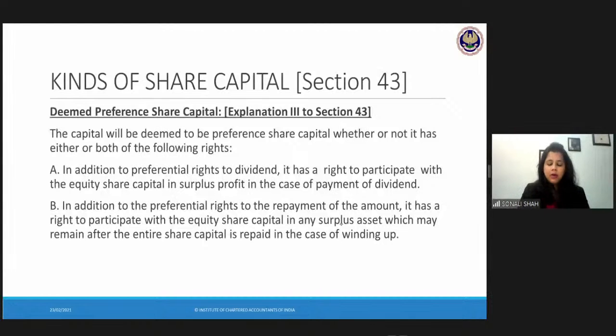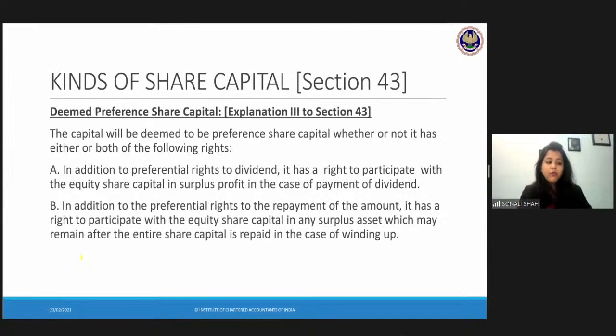Now, there is an explanation to section 43, which talks about deemed preference share capital. Whenever the word deemed comes, you need to understand, well, if I say this is a highlighter, but this will be considered as a pen. So there will be certain situations where this highlighter would be considered as a pen. This is what is meant by deemed. So when we look at deemed preference share capital, it is a share capital which is considered to be a preference share capital, but as such it is not. So the explanation says, let's look at it. I'll explain it to you.